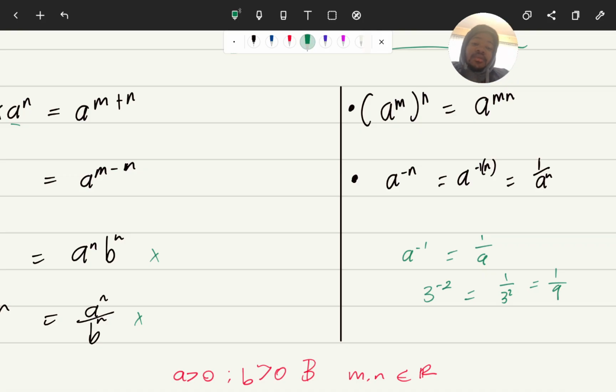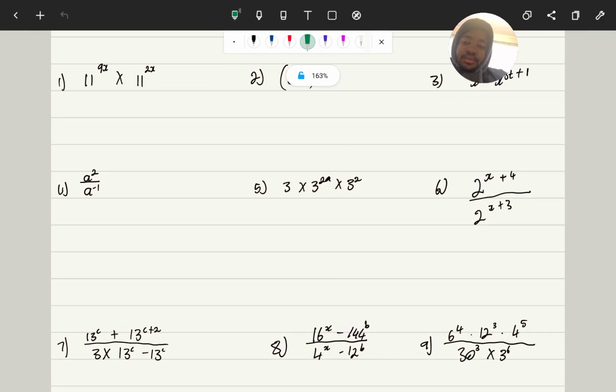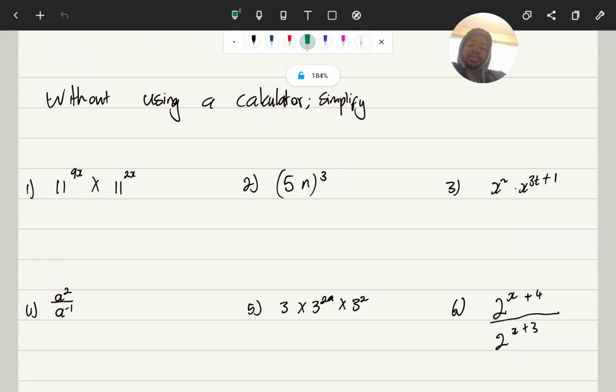So cool stuff. Let's get started. We're going to solve a couple of problems now. Without using a calculator, of course, very important here, you already see that you have the same bases and you are multiplying. So what are we going to do? Add the exponents. All right, and therefore your answer is going to be 11 to the power of 11x.